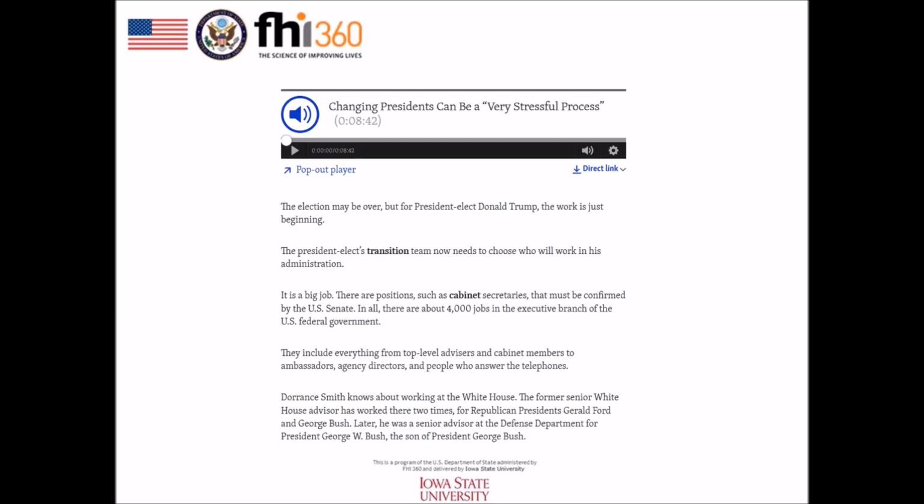Under the story, we can see a text that has a number of words that may also be good targets for vocabulary learning. Some of the words are in bold, such as in the second sentence, the president-elect's transition team now needs to choose who will work in his administration. The word transition is highlighted, meaning that that's a vocabulary word.